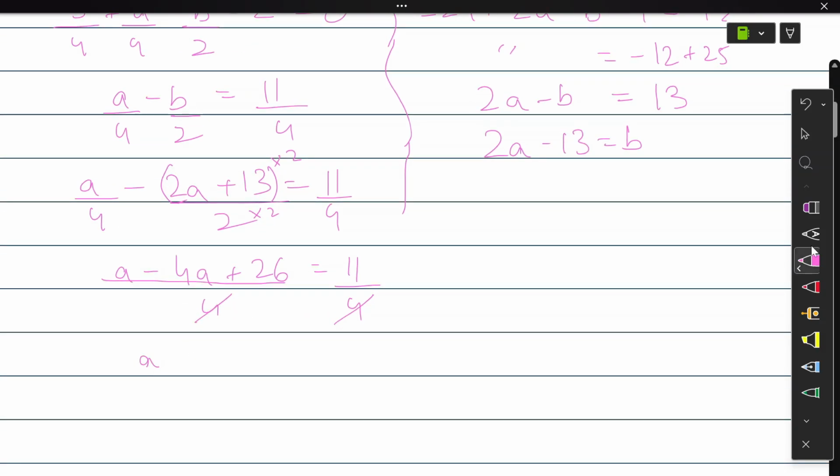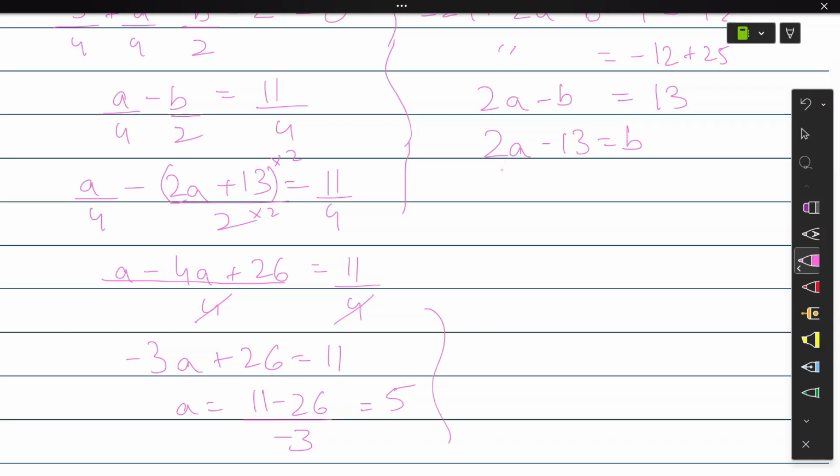So a minus, okay, let's just save some space here. And a minus 4a is minus 3a plus 26 equals 11. So a equals 11 minus 26 divided by minus 3. Let me calculate it: 11 minus 26 divided by minus 3, so we get 5. a is equal to 5, simple as that.